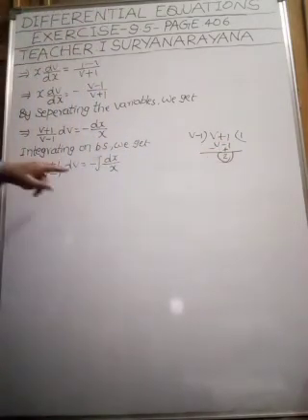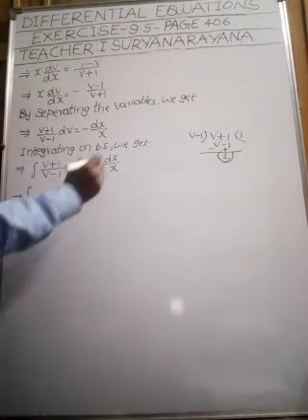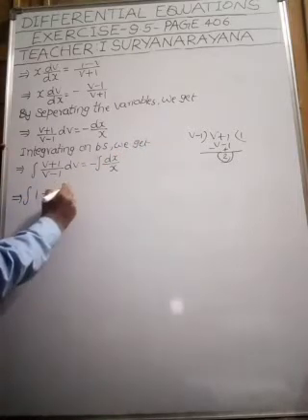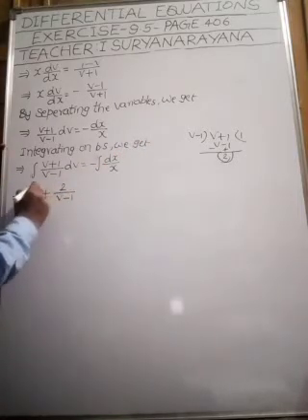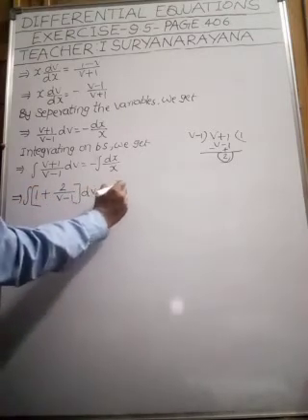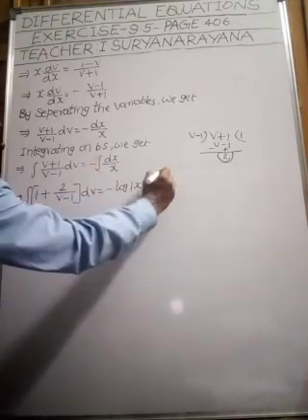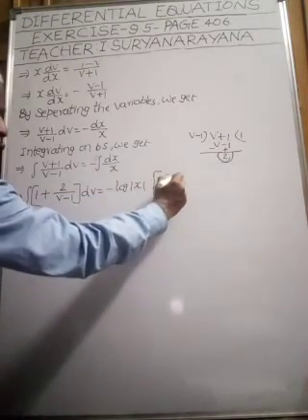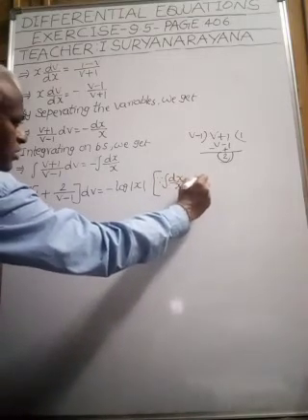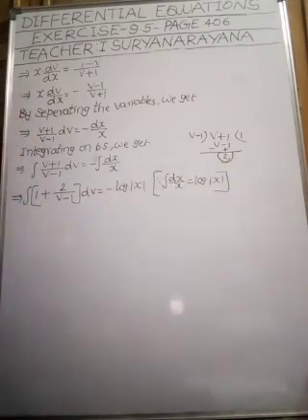So we can write this fraction as integral of 1 plus 2 by v minus 1, whole dv, is equal to minus log mod x. Understood this RHS, my children? Because integral 1 by x dx, or integral dx by x, is equal to log mod x. Understood this step, my children?